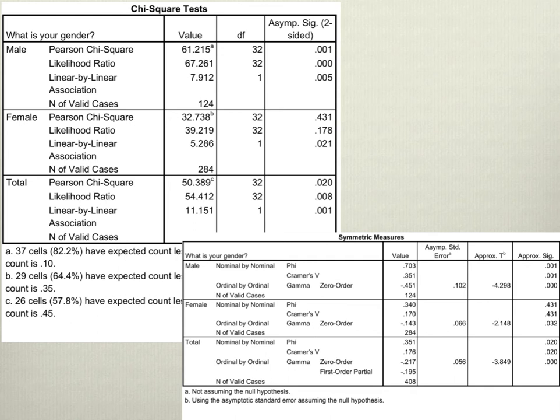It's statistically significant for men, P equals 0.001. However, for women, P equals 0.431. There's a statistically significant relationship between income and Facebook usage for men, but not for women. Taking a look at the strength of the relationship, we see it's negative 0.451 for men. A moderate to strong relationship.